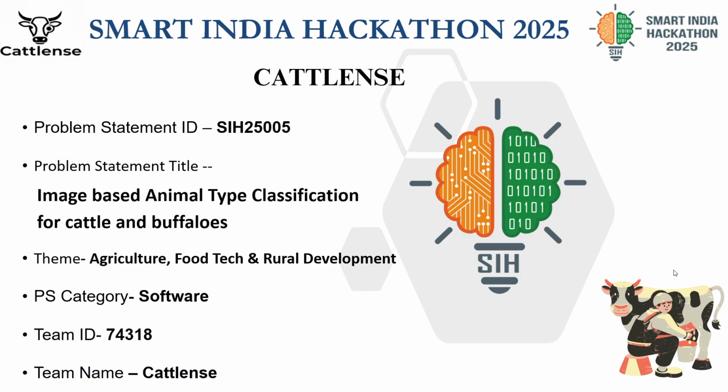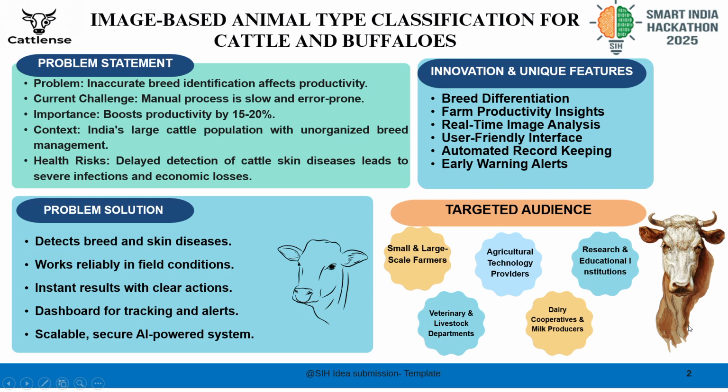Do you know India has over 300 million cattle, but farmers face a critical challenge: accurate breed identification and early disease detection. Studies show that misidentifying a cattle breed can reduce milk productivity by 15 to 20%, and delayed detection of illness can result in losses exceeding 10,000 per animal per year. Traditional manual methods are slow, error prone, and inefficient, leaving farmers without actionable insight.